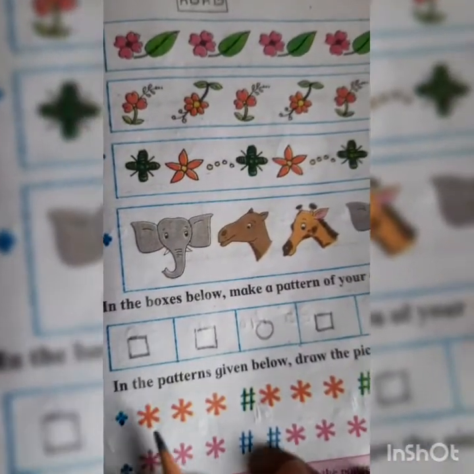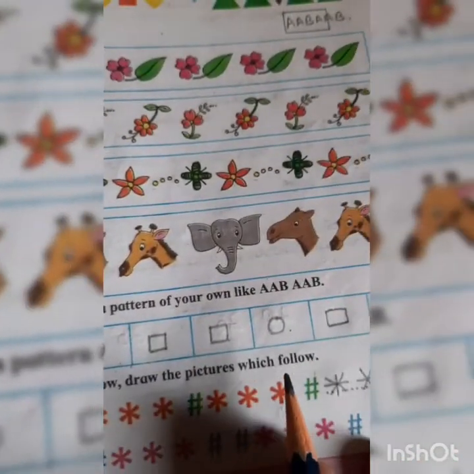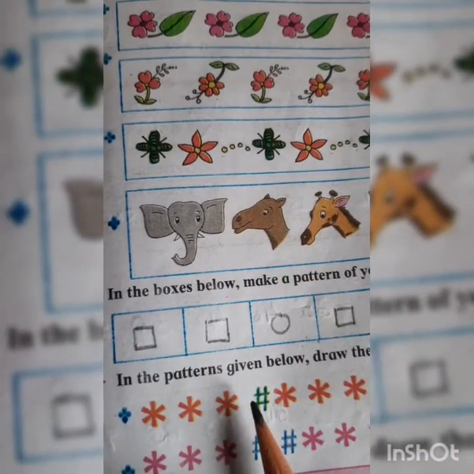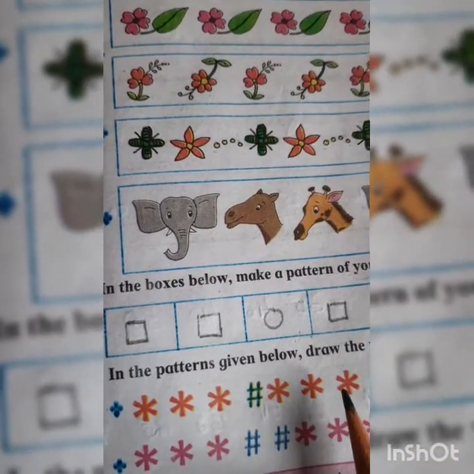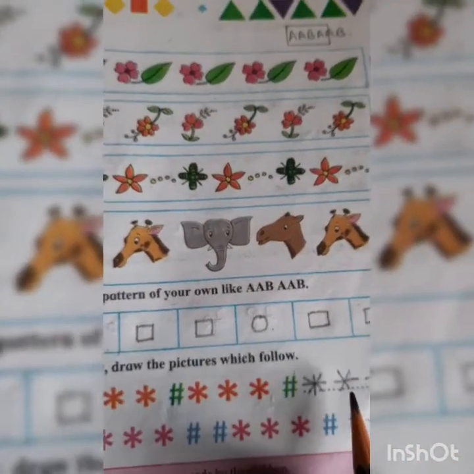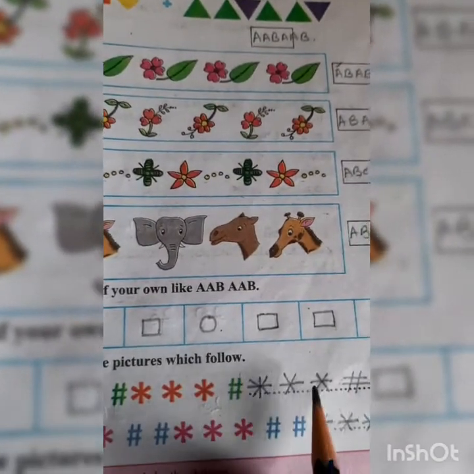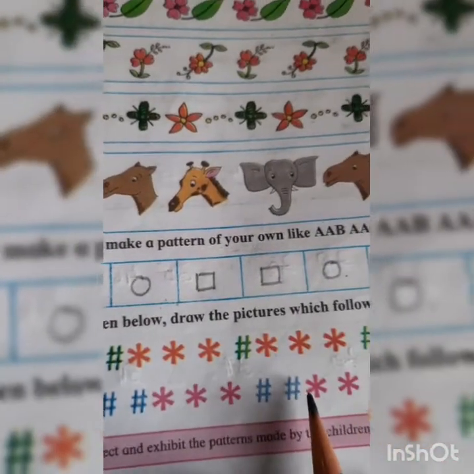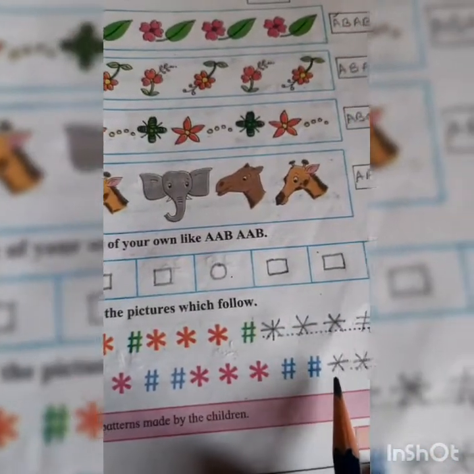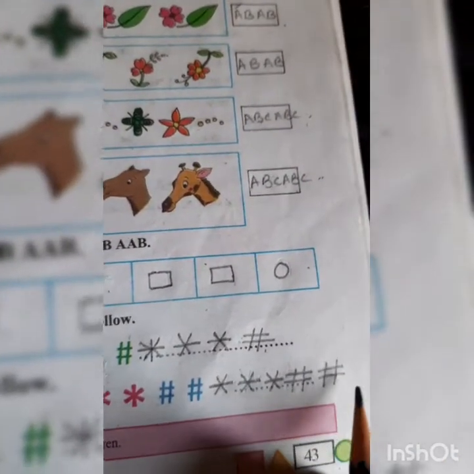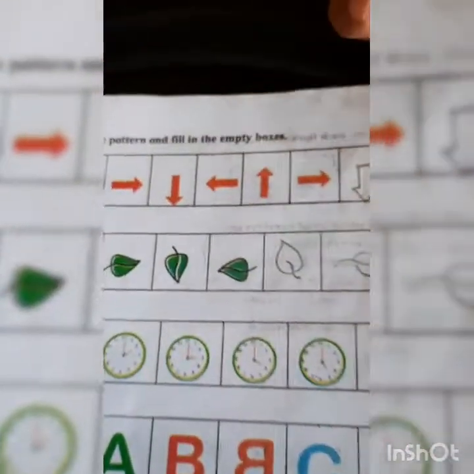Now, in the patterns given below, draw the pictures which follow. Observe the picture. Here 3 stars, then 1 hashtag, 3 stars, 1 hashtag, 3 stars, 1 hashtag. So the next will be 3 stars and 1 hashtag. Again 3 stars, 2 hashtags, 3 stars, 2 hashtags. Then the pattern will continue as 3 stars, 2 hashtags.